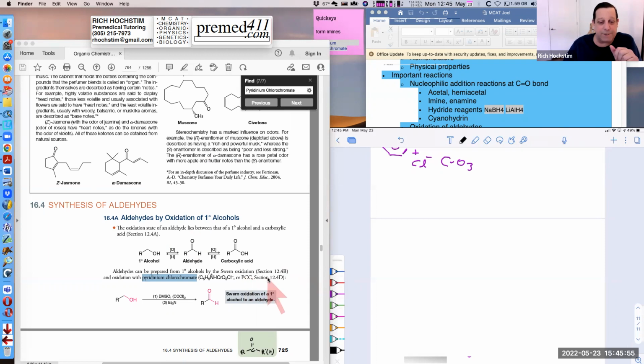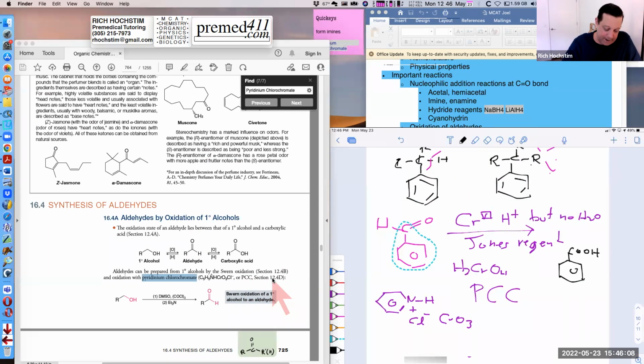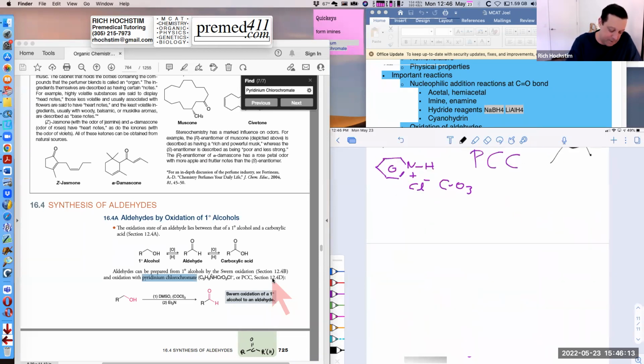Oh, no, that's different. Okay, so what happens is I screwed it up. And so I'm now going to fix it. So what I'd like you to do is not to look at this. Okay, we're going to fix it. What happens is if you have a primary alcohol and you want to convert that into aldehyde, then the reagent you use to do that is PCC, that's Jones reagent, or it's going to be Swern.